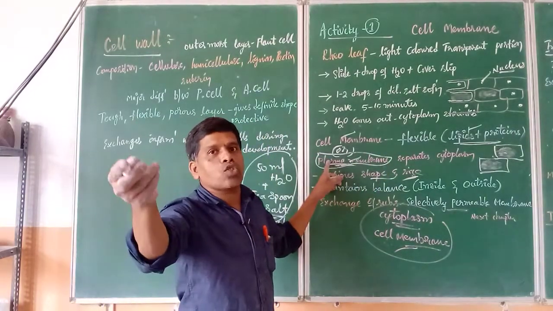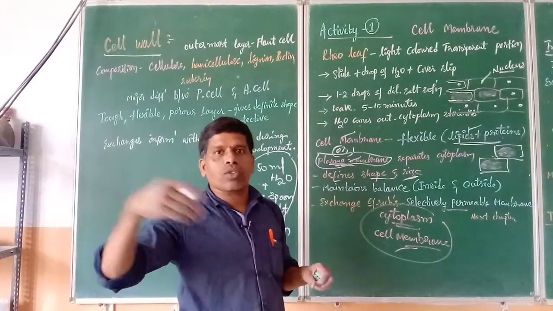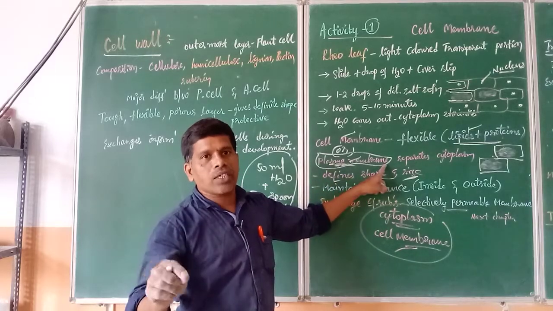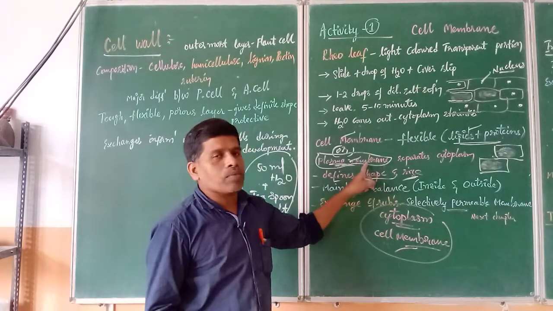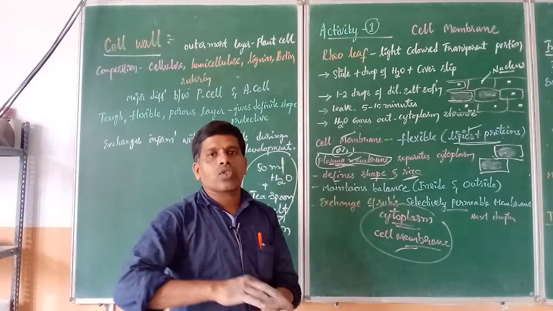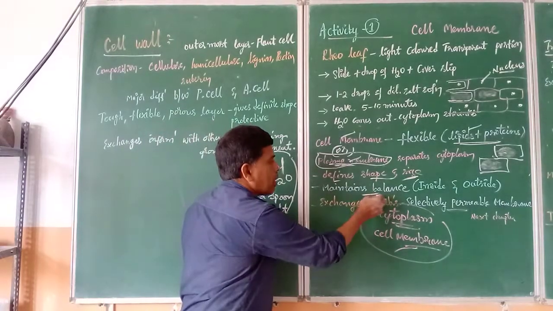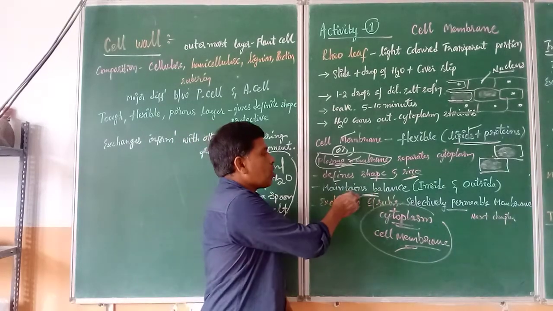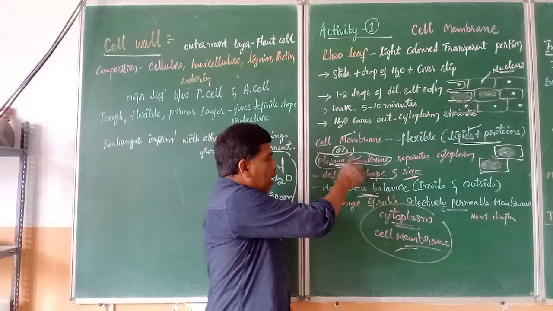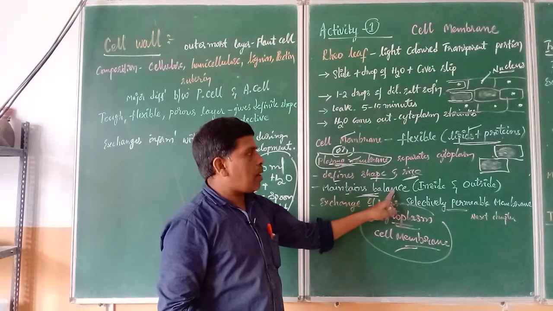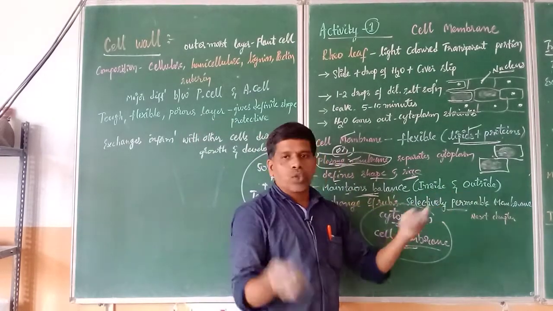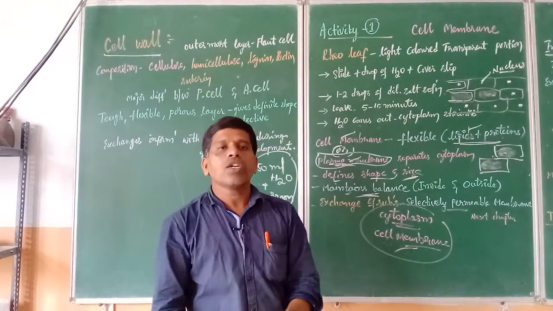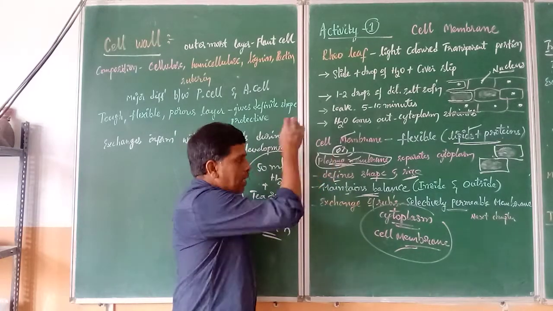Which type of substances are to be allowed, or which type of substances are to be thrown out? Who will decide? That is the function of the plasma membrane. It will judge and decide which type of substances come inside and which go outside. That is how it maintains the balance. The chemical composition of the cytoplasm is maintained because of the presence of the cell membrane or plasma membrane, and it maintains the balance between inside and outside. What sort of balance is to be maintained between inside the cell and outside the cell? That is all judged by the plasma membrane.